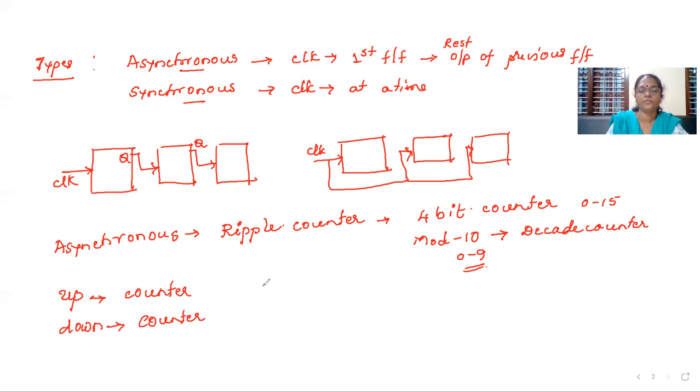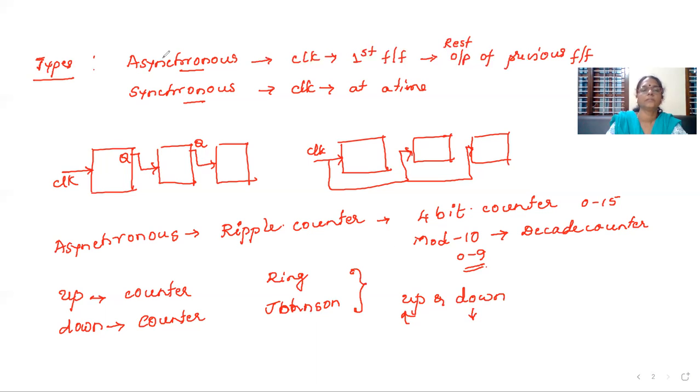Also, we have some other types like the ring counter and the Johnson counter. These are the other two types of counters. A few counters may be used as universal counters, which do the operation both in the ascending order as well as the descending order. It can count in the up direction, or it may behave like a down counter also. That type of counter is called an up-down counter.